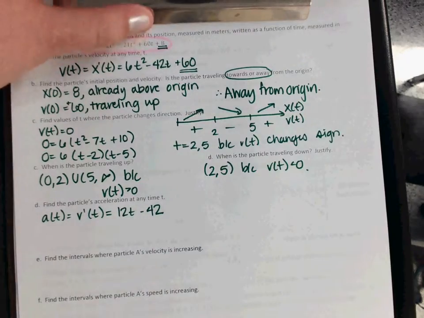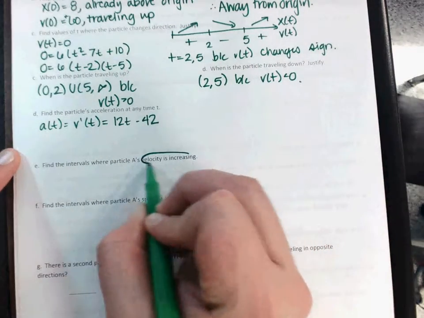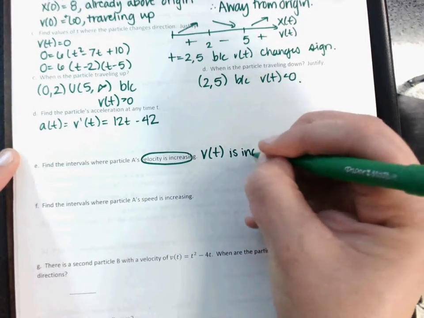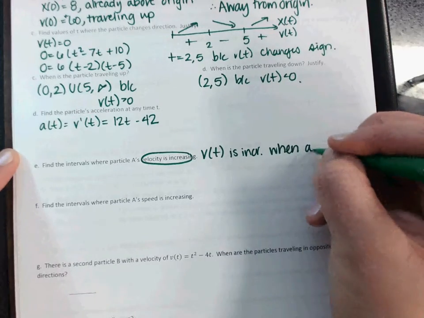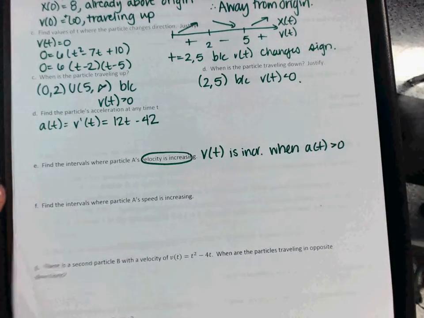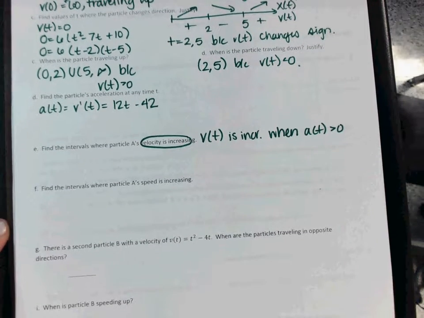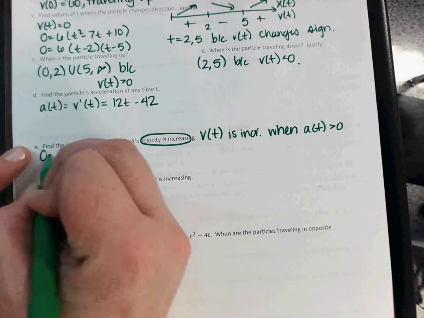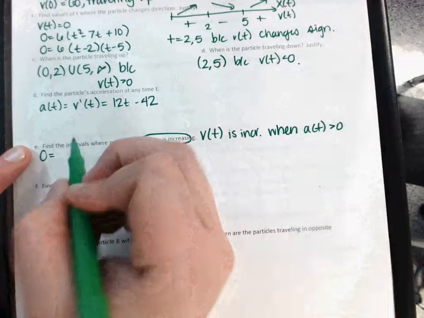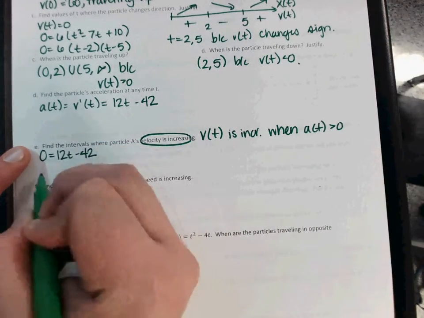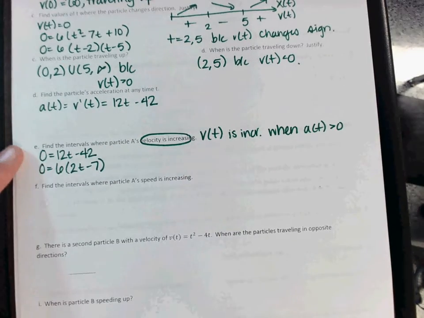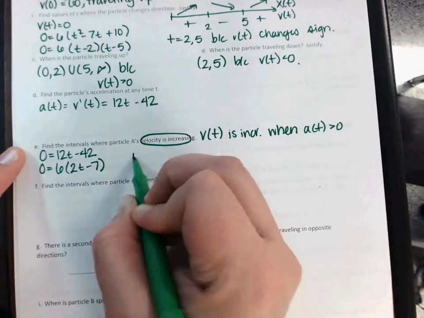Okay, part E says find where the velocity is increasing. Remember that velocity is increasing when its slope is positive. You need to do a line test. So, set it equal to 0. 12t minus 42. What can I take out of both of those? 6. That gives me 2t minus 7. Which means that my critical number is 7/2.